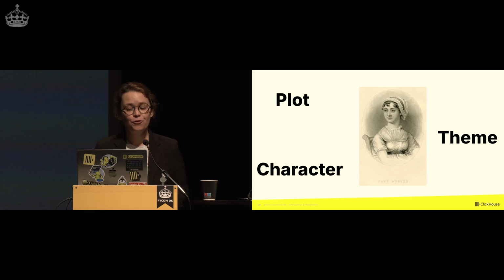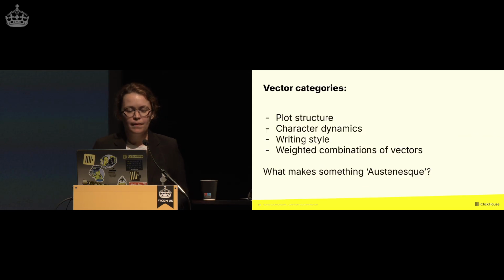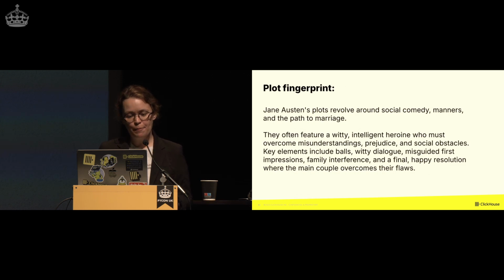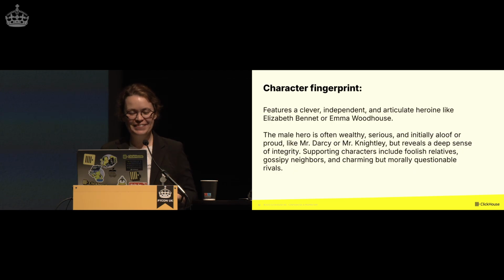To get more control, we create a multi-part fingerprint. We will create separate vectors for Austen-like plot, character, and theme. So plot structure, character dynamics, writing style, all of these things make books, movies, and other works Austen-esque. Here are some examples. You can read them later on the slides if you want to. I'll just skip over them.